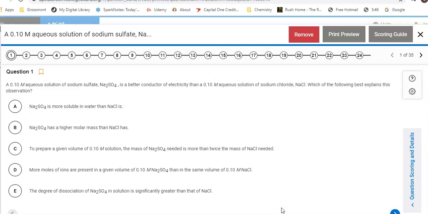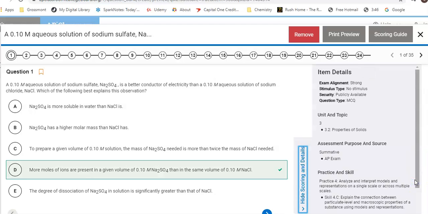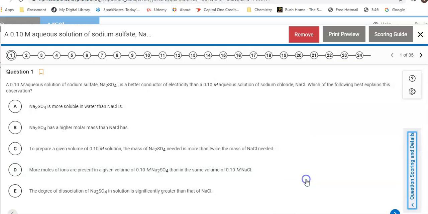That could be it. Because what causes something to be an electrolyte to conduct electricity is it has to have charged particles, ions, like Na+, H+, Cl-, those charged ions. So it could be D, could be A. The degree of dissociation of Na2SO4 in solution is significantly greater. Again, that's kind of the same as A. The answer is it's really how many of these ions you have. So the more moles of ions, so the answer to this one would be D. It's D. Okay, move on.